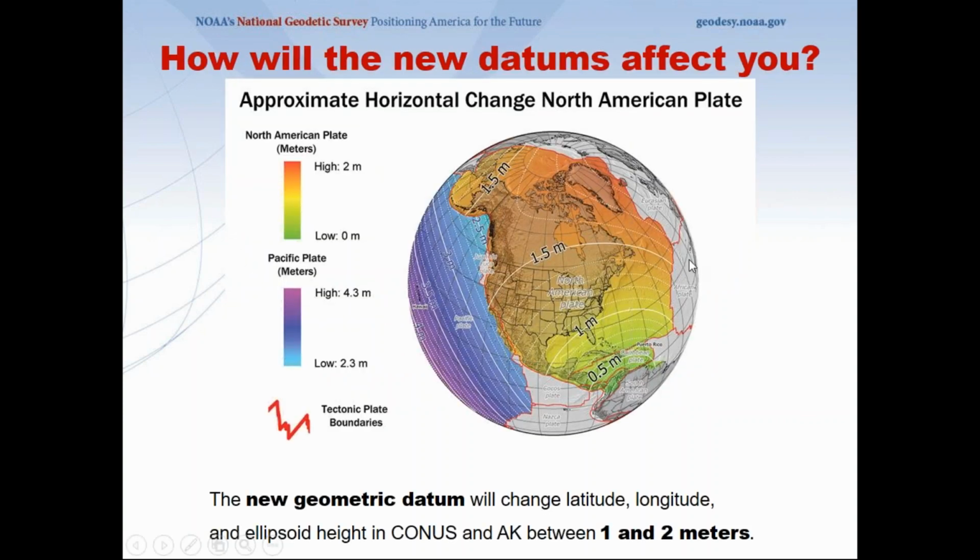So what kind of changes do we expect to see? Well, here's our approximate horizontal change from the North American plate. So we can see we're at about 1¼ meters thereabouts, horizontally.